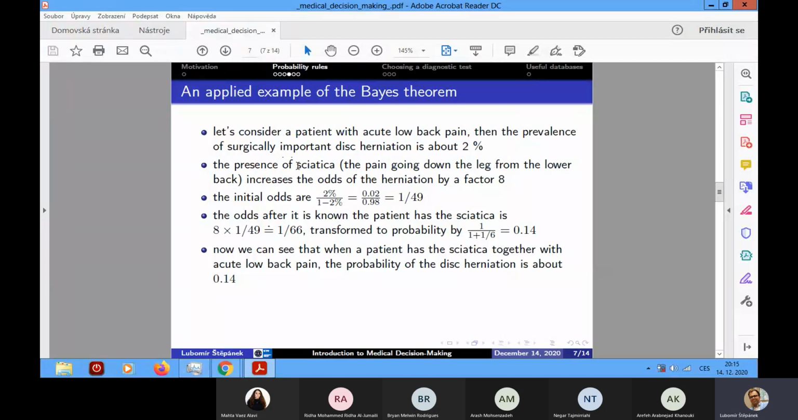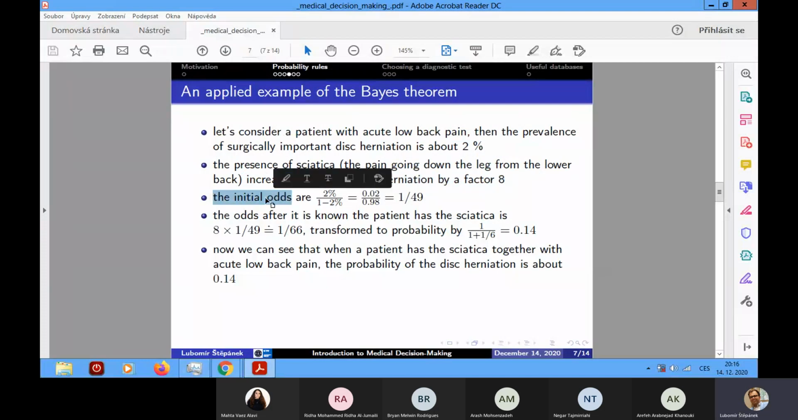So we know that he got sciatica. And if there's a combination of these two symptoms, so a general acute low back pain, and also the sciatica sort of pain, which goes down to the legs from the lower back, it increases the odds of disc herniation, important or severe disc herniation, by a factor of 8. And how do we calculate with the factor 8?